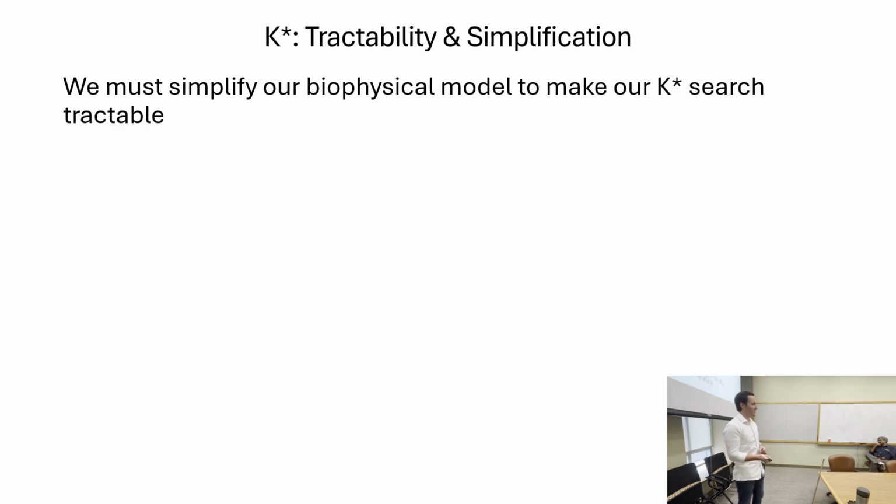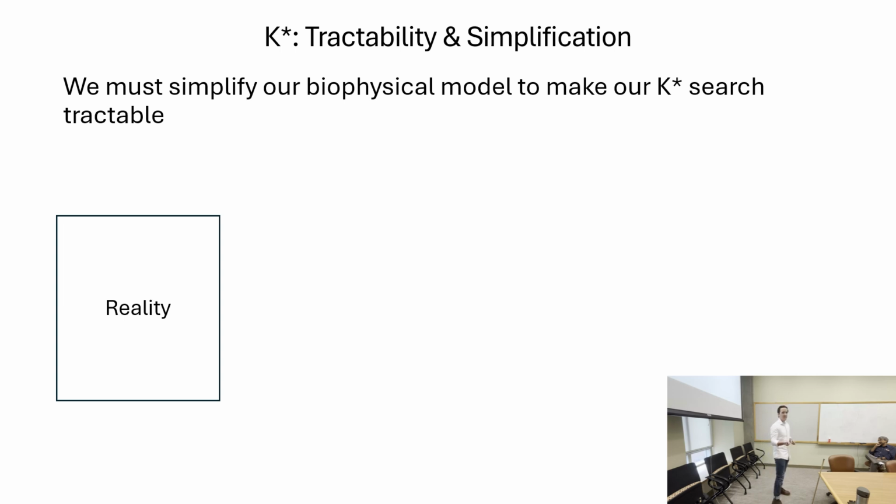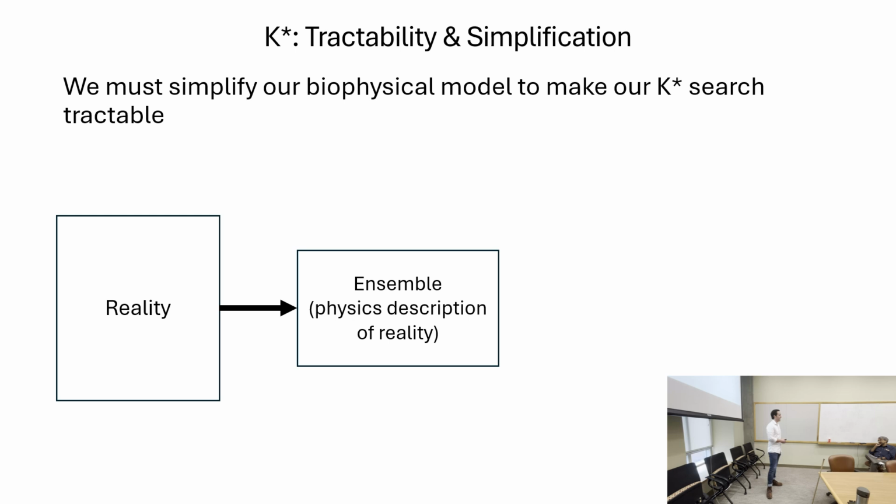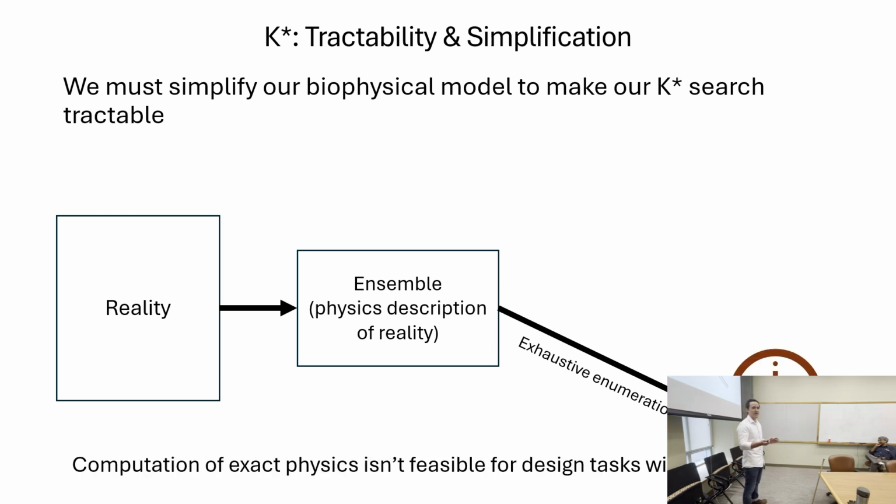So to make these approximations, we definitely need to simplify our biophysical model. So we have our reality. This is what would happen if we actually went in a lab, ran something like BLI and looked at binding affinity. But we want to approximate that through some sort of in silico method. So we build an ensemble, which is some sort of physics description of this reality. And there's a number of things we can do with this. I'm going to propose two. The first is we could exhaustively enumerate this entire ensemble, which would be computationally intractable. In fact, computation of exact partition functions is still an open problem.